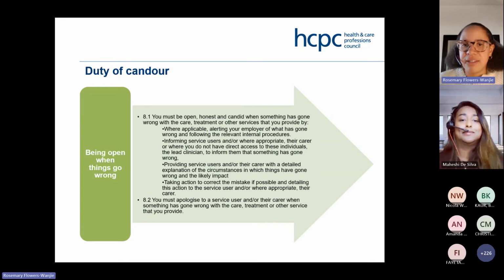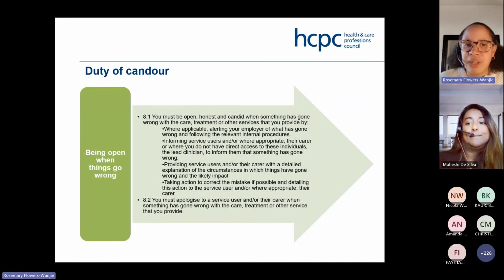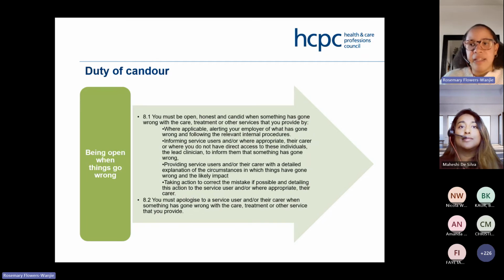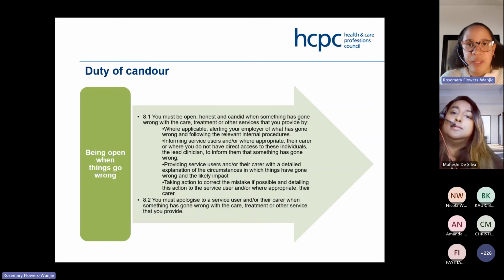So as I said, it's all about what we expect registrants to do when things go wrong. The main thing is to be open and honest. We have made changes to standard 8.1. These changes make the processes that registrants must follow clear, and also better align them with HCPC online materials on the duty of candour. We've also added wording to reflect the variety of contexts that registrants work in. So 8.1 asks, for example, that service users are informed when things go wrong.